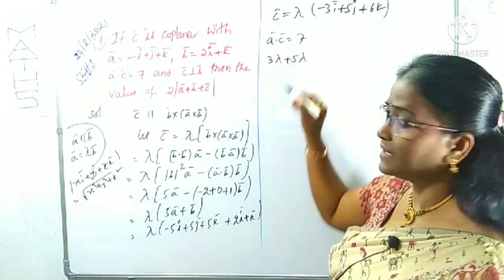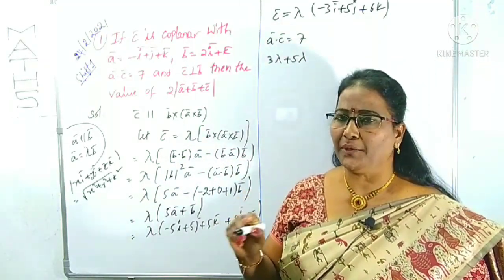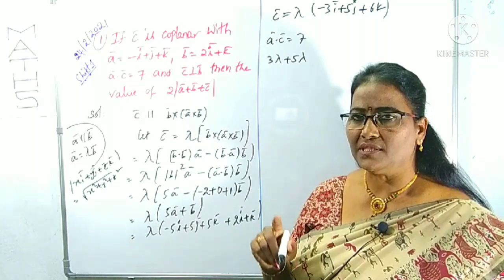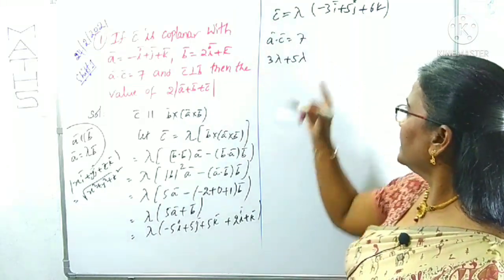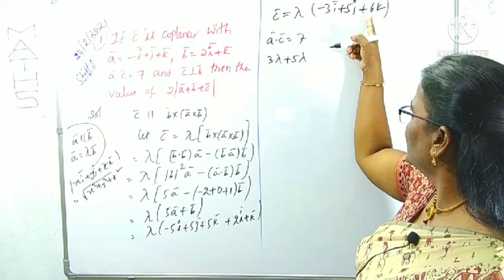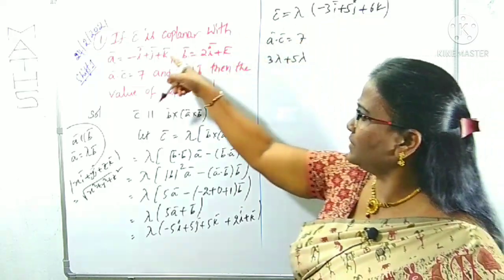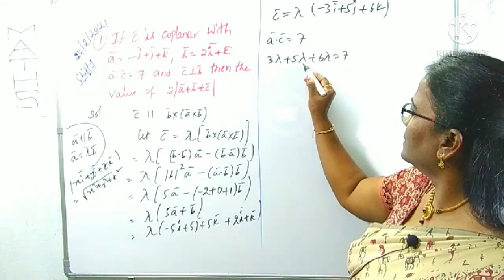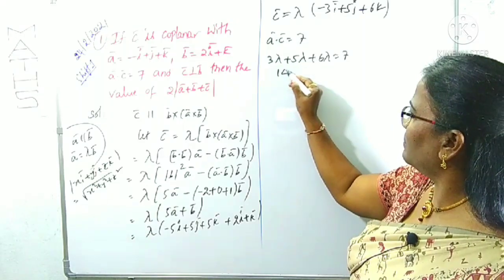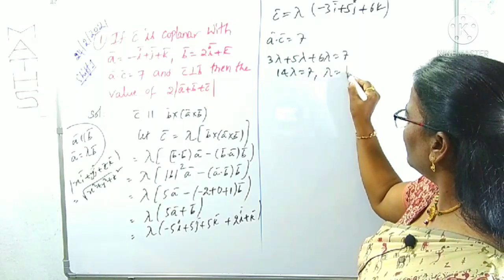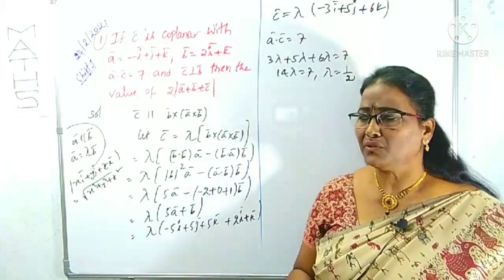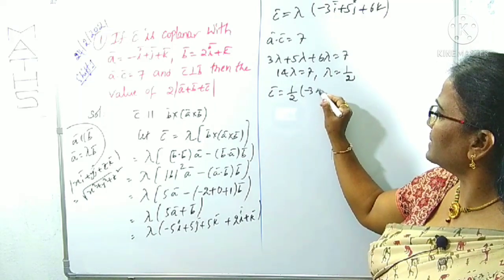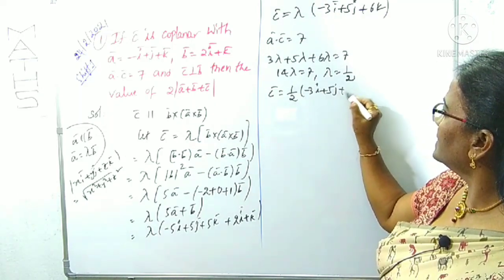Which formula am I using? a1 b1 plus a2 b2 plus a3 b3, the sum of the products of the i coefficients, j coefficients, k coefficients simply. So what is over? The k coefficient is 6 lambda. 6 lambda into 1 is 6 lambda, plus 6 lambda is 7. From this one, 8 plus 6, 14 lambda is equal to 7. Lambda value we got is 1 by 2, right? If lambda is 1 by 2, what is the c vector now? C vector is in the form of 1 by 2 times of minus 3i plus 5j plus 6k.